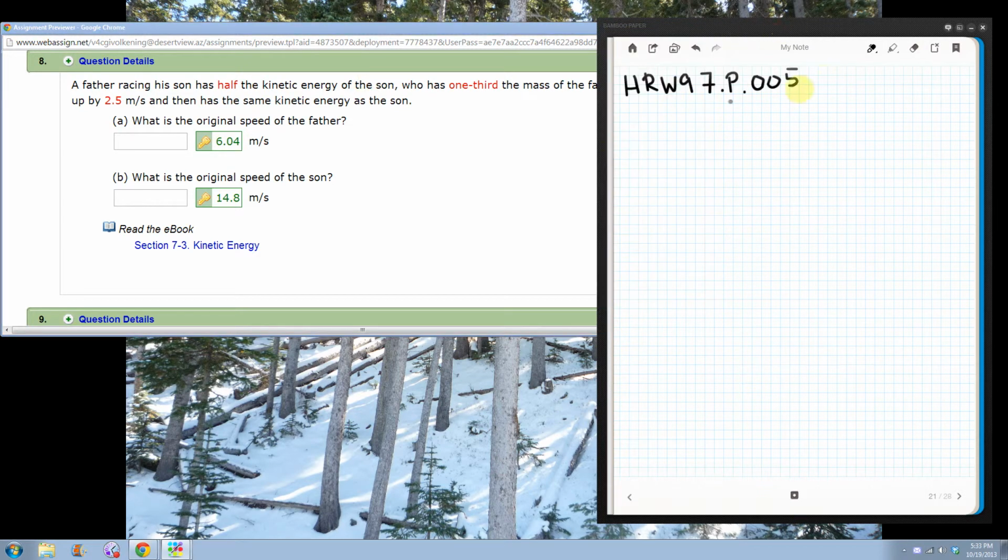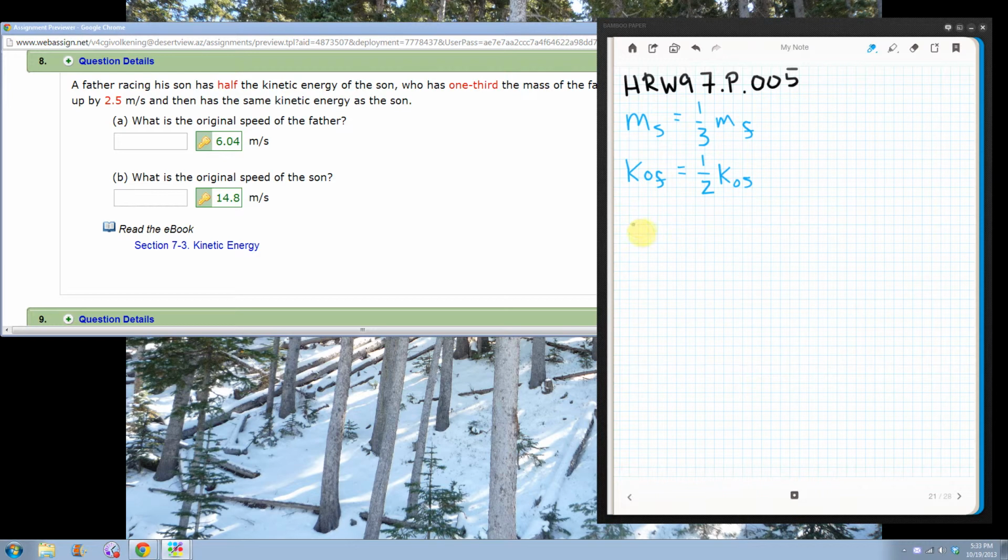Okay, first off, let's write down some pertinent information in terms of math here. The first thing I know is the mass of the son is 1/3 the mass of the father. I'm writing that down. I also know that the initial kinetic energy of the father is half of the initial kinetic energy of the son. Then he speeds up.